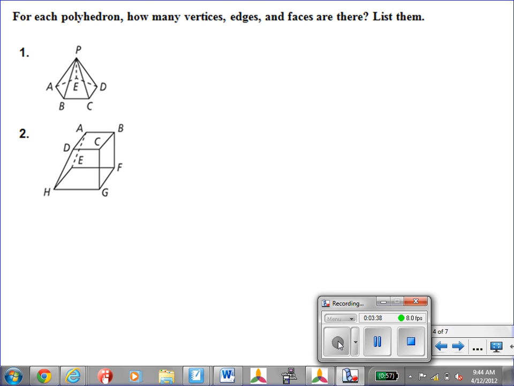Okay, here's a question that you might see on your homework, and it says, for each polyhedron, how many vertices, edges, and faces are there? And so on some of these, you might have to count. What I want us to do is find them all by counting, and then plug them into Euler's formula to see if it actually works. So we're going to try to find the faces, the vertices, and the edges.